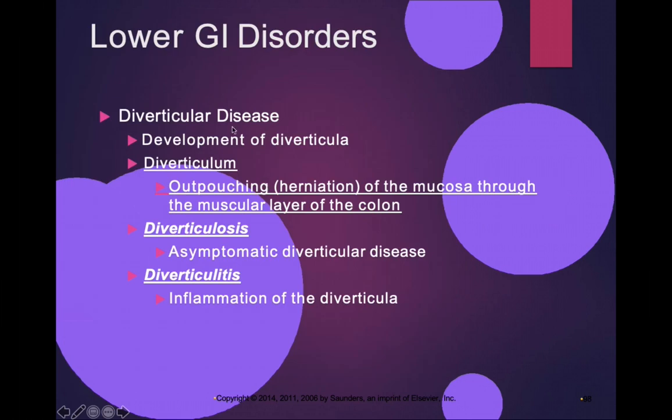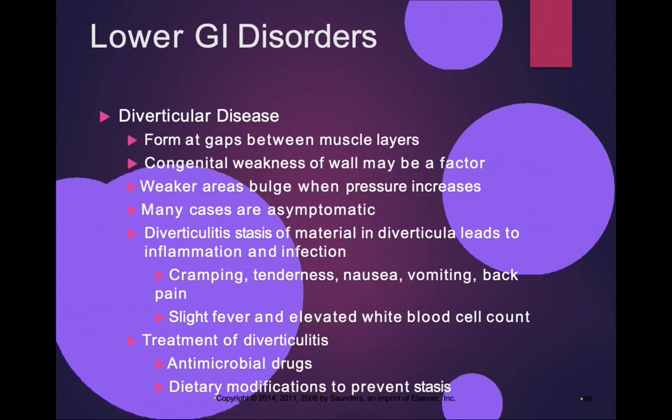All right, diverticular disease. Diverticula are these outpouchings or herniations of the mucosa through the muscular layer of the colon. Diverticulosis is asymptomatic diverticular disease, and diverticulitis is when they become inflamed. Let me see if I can show you. Well, they do get cramping and tenderness, nausea, vomiting, and back pain.